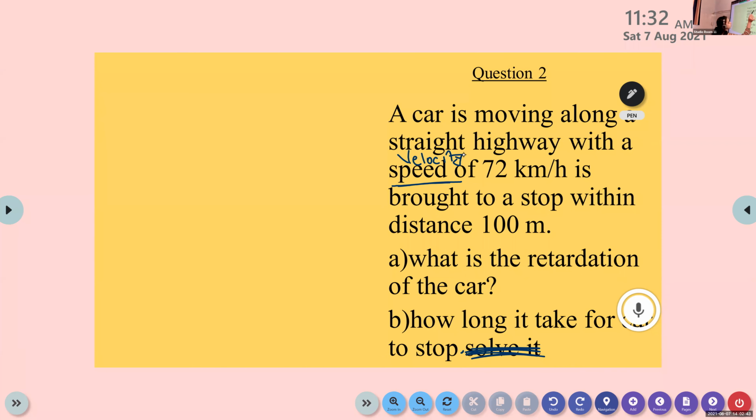A car is moving along a straight highway, so it is moving with an initial velocity of 72 kilometer per hour, and is brought to a stop. That is, the car decreases its velocity. So the initial velocity, how do we represent it? Which letter is used to represent the initial velocity? It is v zero. v zero is what we use to represent the initial velocity. v zero is equal to 72 kilometer per hour.